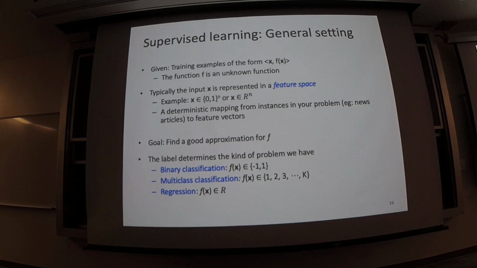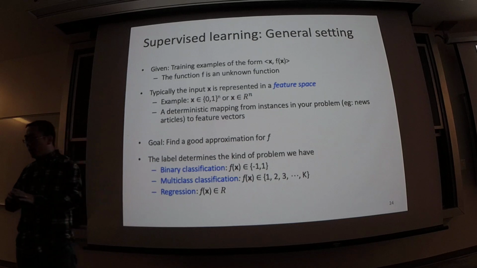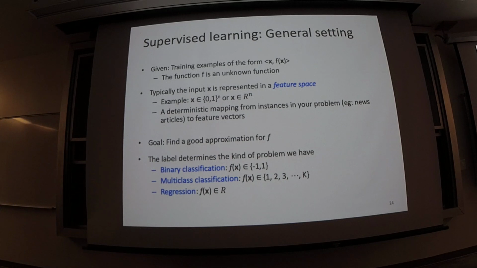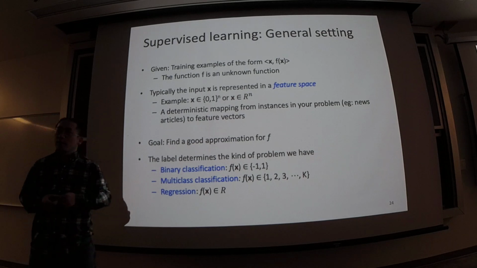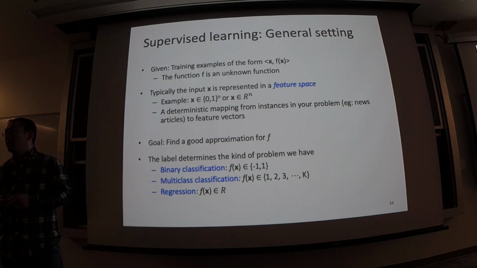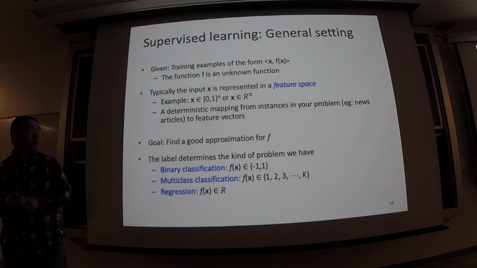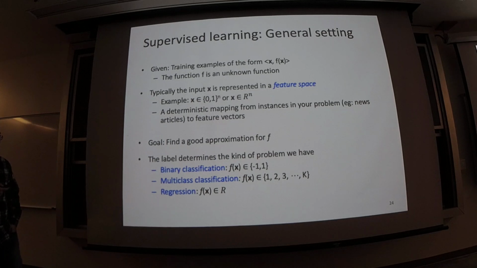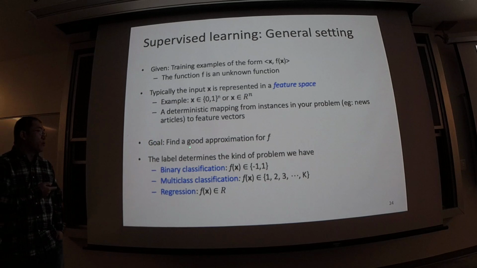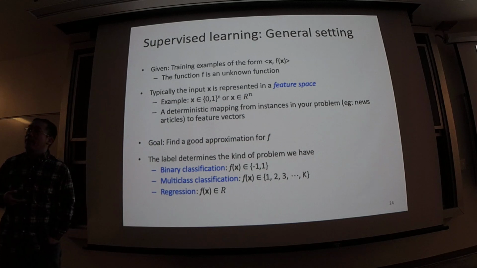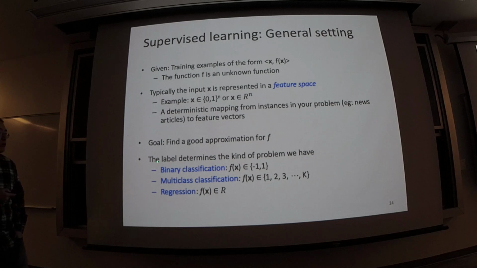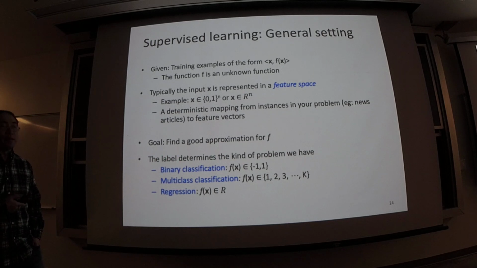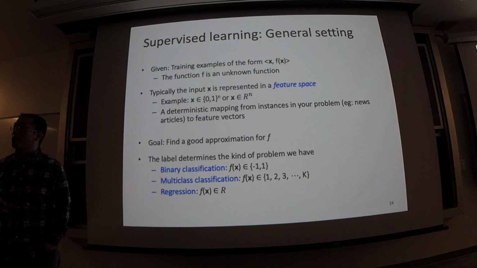So feature extraction, although it is not inside the supervised learning algorithm procedure, is a very, very important pre-processing step. Whether many learning tasks succeed or not depends on whether you have successfully done the feature extraction. And then given the training data set, supervised learning aims to find a good approximation of our target function f. And the label space actually determines the type of the supervised learning problem.